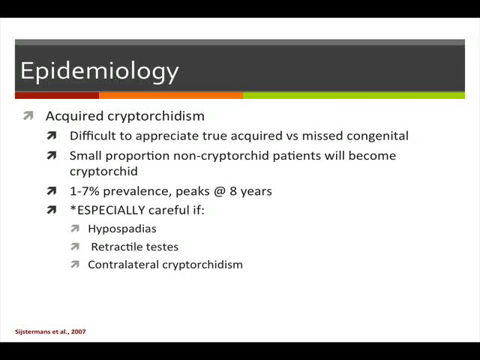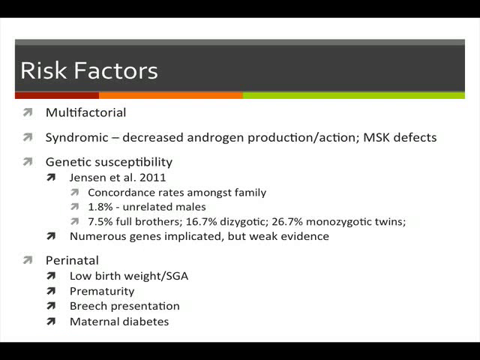In terms of the phenomenon of acquired cryptorchidism, it is really difficult to appreciate a true acquired testicle versus a missed congenital cryptorchid testes. A small proportion of non-cryptorchid patients will actually become cryptorchid. They state that this prevalence is about 1 to 7% of all cryptorchid testes, and it peaks at about 8 years of age. Things to watch out for are if the patient has hypospadias, retractile testes, or contralateral cryptorchidism. These have been associated with higher incidence of subsequent acquired cryptorchid testes.